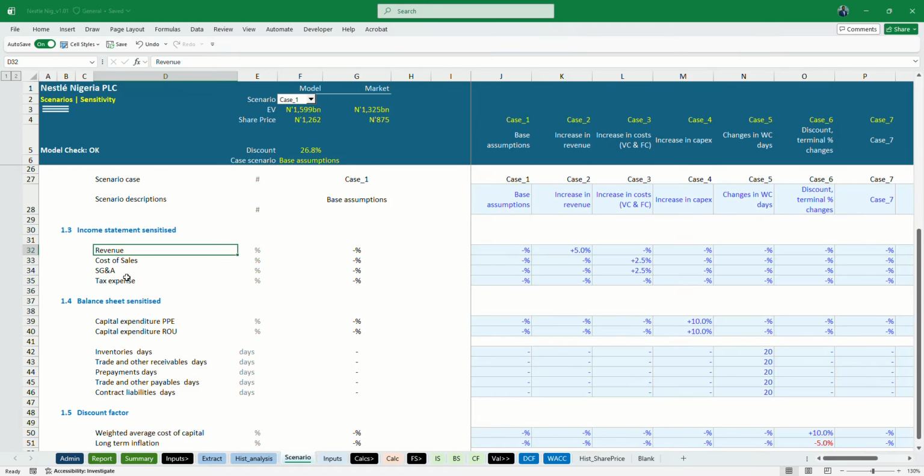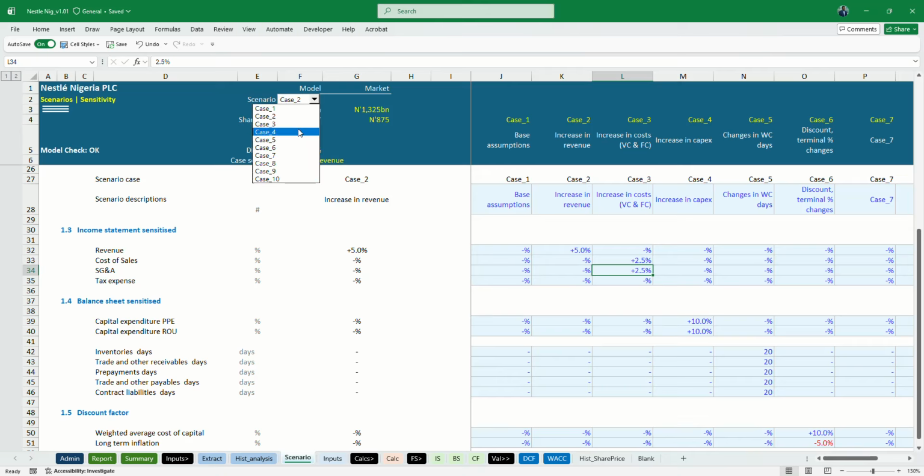Then the income statement sensitized. So we sensitize revenue, cost of sales, SG&A, and up here you can also see the base case as we have it in the model. So, increase in revenue. We are saying, with a 5% increase in revenue, what would the impact be on the share price? If I put this to case two, that increased significantly, right? Case three is saying an increase in cost, both variable and fixed, which are majorly our cost of sales and SG&A. Let me put that with every other thing being constant. That's case three, and that is giving us 862, which is even lower than our market share price that period.